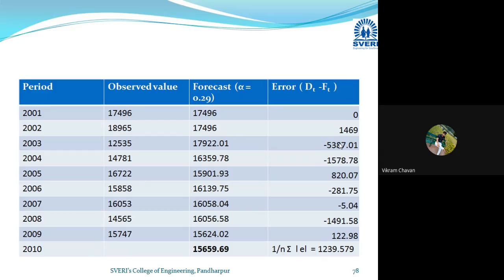Okay, simple formula: F of t is equal to F of t minus 1 into bracket 1 minus alpha, plus alpha into D suffix t minus 1. So F of t minus 1 is nothing but the forecasted data of the last period or last month. And D suffix t minus 1 is nothing but the actual demand for the last month or last year. Any wording you can use, last month or current month, last year or current year.